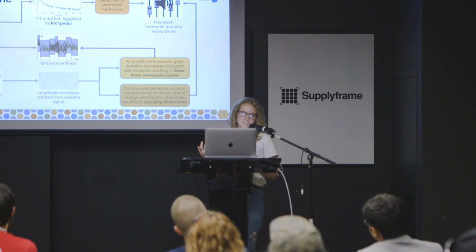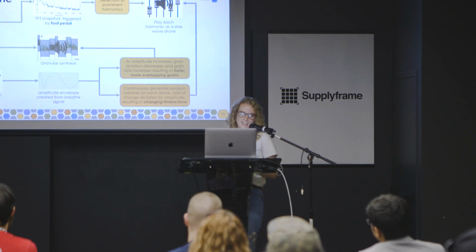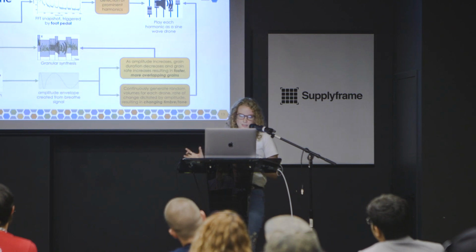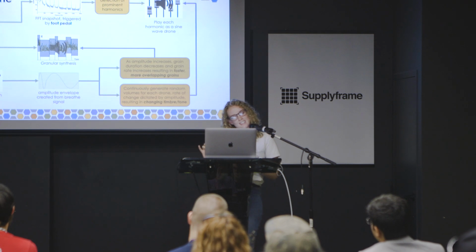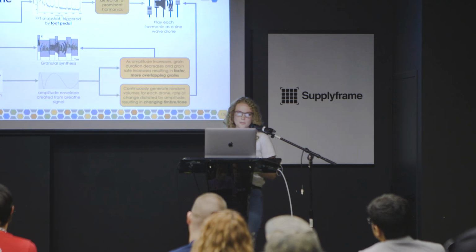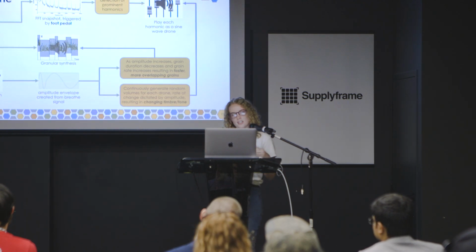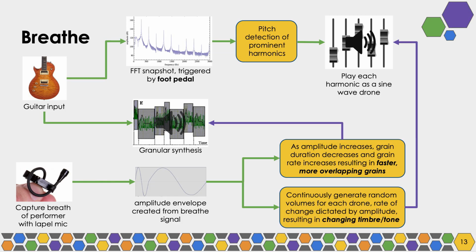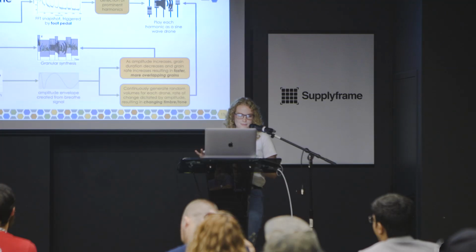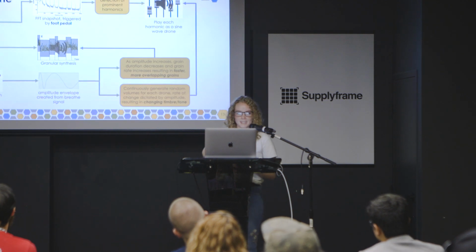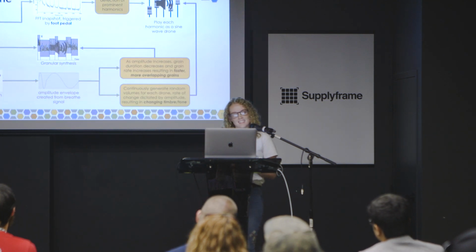The other is the guitarist is able to control an FFT using a foot pedal. So they play a note, they press their foot pedal, and we get an FFT snapshot of what they're playing. So now we can figure out what pitch they just played. And more than just the base frequency, we can also figure out what harmonics they were playing that made up that tone. Once we have that, we can then play each harmonic back as a sine wave drone, and this creates a background for the piece. The guitarist is able to layer a couple of these, and the oldest gets deleted as it makes a new one. So that's the guitar input.